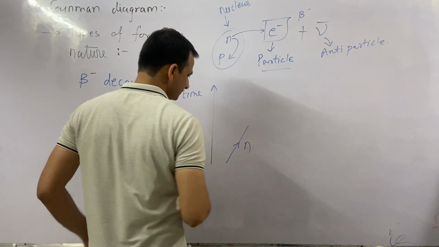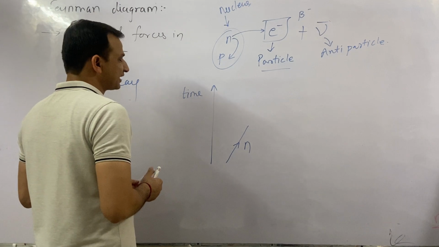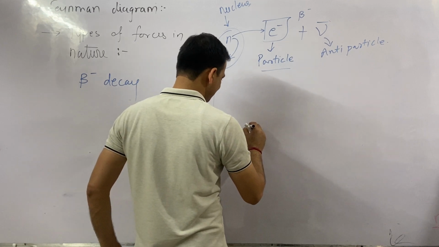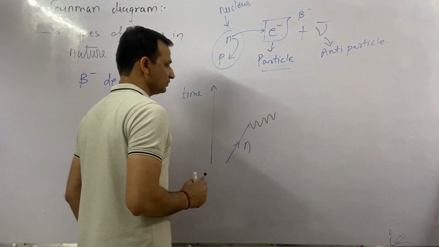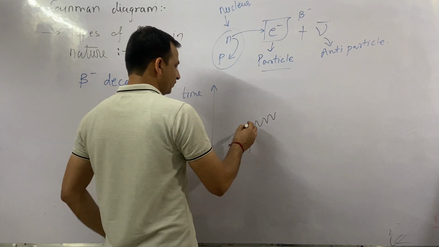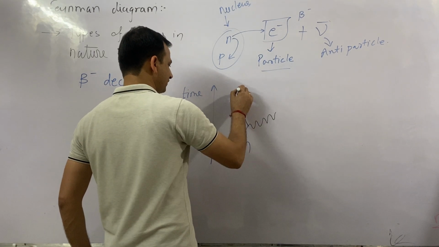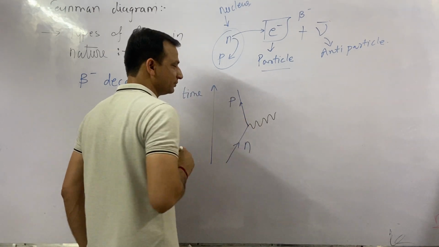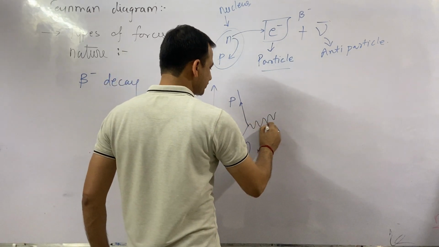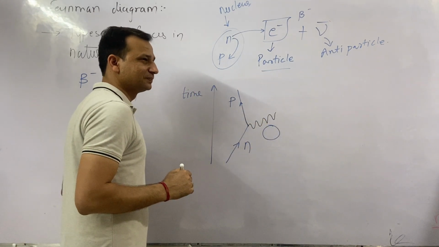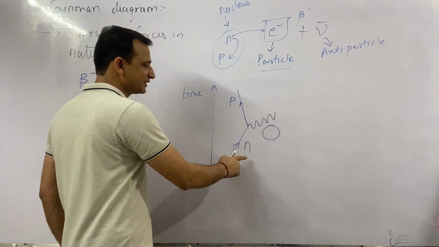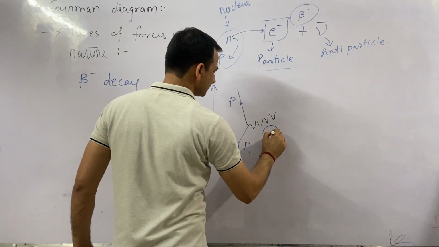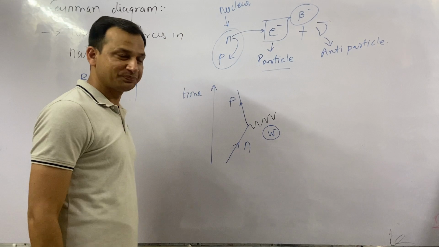This is neutron. This neutron emits an exchange particle. When it emits an exchange particle, it converts into a proton. Now what is this exchange particle? What is the nature of this exchange particle? Because electron is emitting the beta minus particle, it should be negative in nature. So this is W minus.